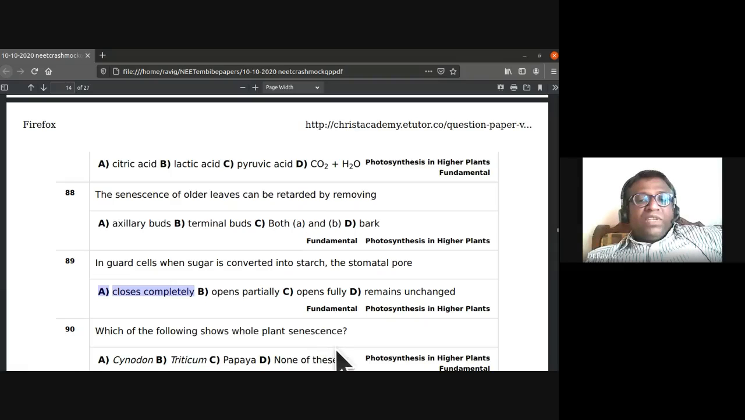Which of the following shows entire plant senescence? Entire plant ages, that you find in wheat, Triticum. So 90th, B is the answer, 89th, A is the answer.